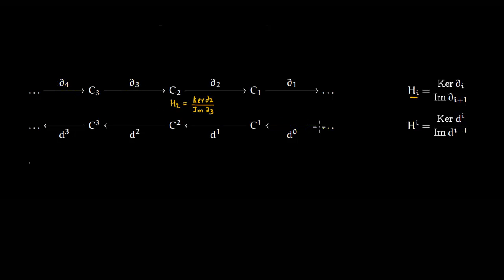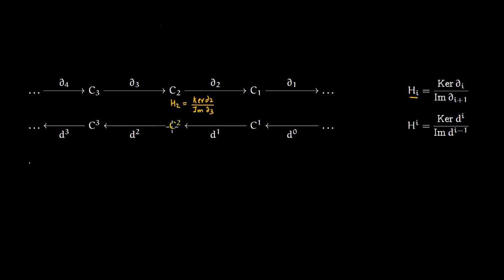So for cohomology, we write our chain complex like this. So the arrows are reversed. So here we are going from 3 to 2 to 1. Here we are going from 1 to 2 to 3. So here indices are decreasing. Here the indices are increasing. Again, the definition remains the same. You again have the kernel of the arrow going out, modulo out the image of the arrow coming in.